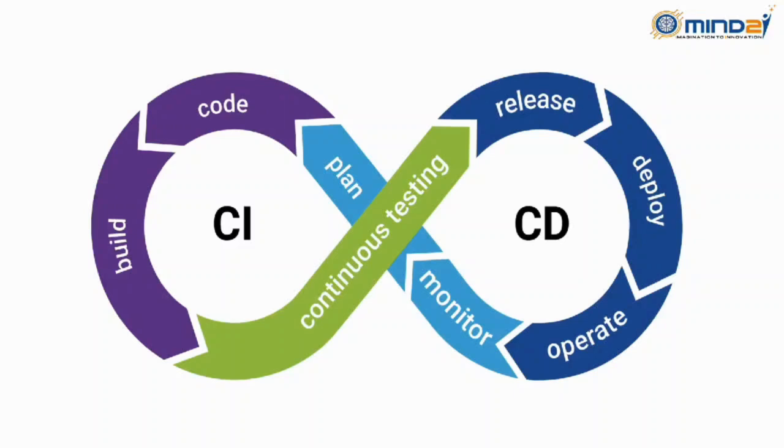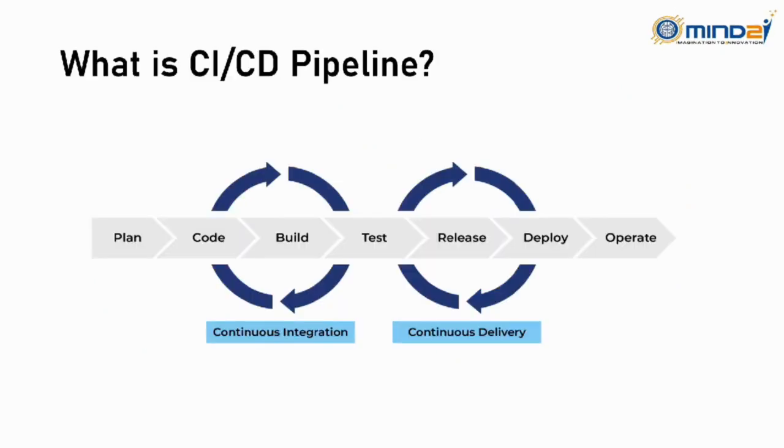Hey devs, ever heard of CI/CD pipelines? Let's break it down in 60 seconds. So, what is CI/CD pipelines? CI/CD equals continuous integration and continuous deployment or delivery. It automates testing and deployment so developers can release code faster with fewer bugs.